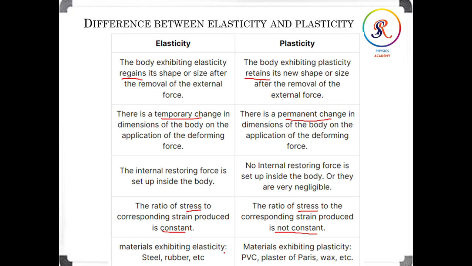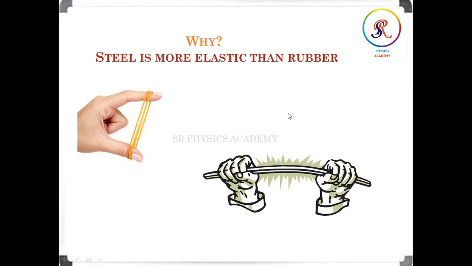Materials exhibiting elasticity, as we already discussed, are steel and rubber. Examples of plasticity are PVC, plaster of Paris, wax and clay. A small question: why is steel more elastic than rubber?